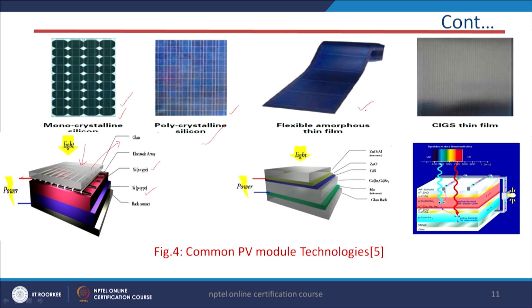And this one is the flexible amorphous thin film. Here we have different layers. Here only a single layer PN junction type, but here we have different layers. And this is basically a pictorial representation of how it looks. This is the CIGS type thin film solar cell material.